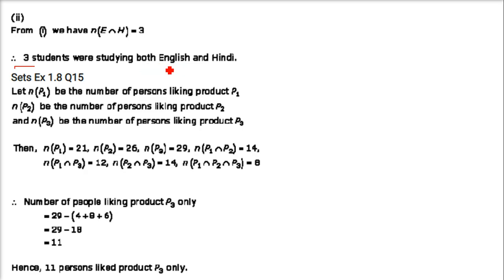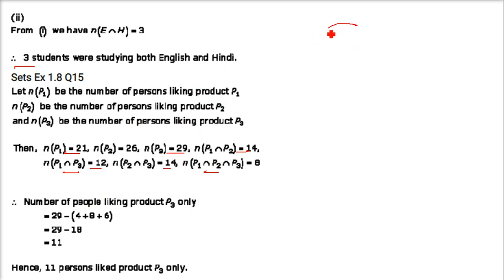Now next one is, in a survey it was found that 21% like P1, 26 like P2 and 29 like P3. So n(P1) is 21, n(P2) is 26, and n(P3) is 29. Then P1 intersection P2 is 14, P1 intersection P3 is 12, P2 intersection P3 is 14, and then we have 8 which is liked by all of them. How many liked product P3 only?